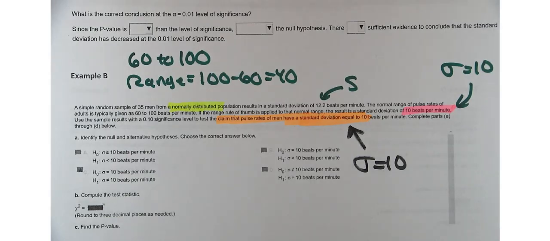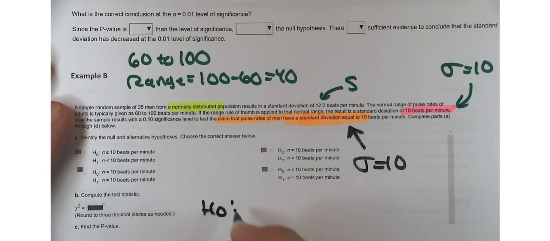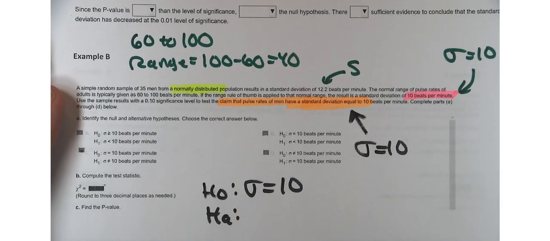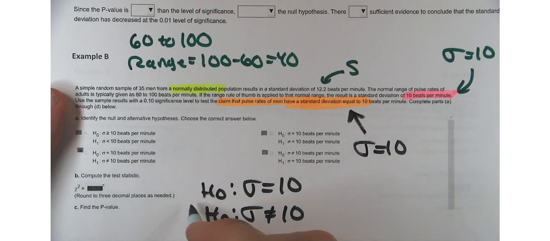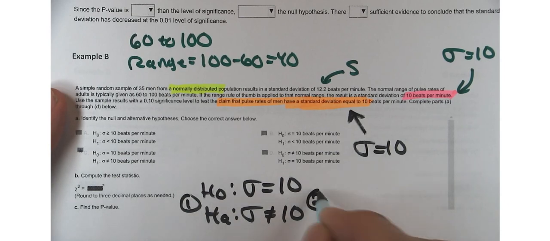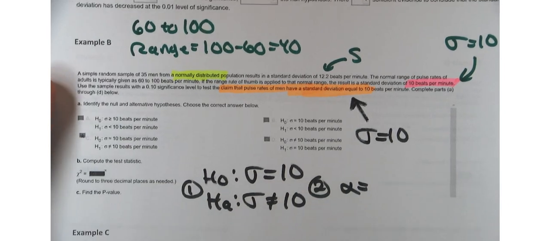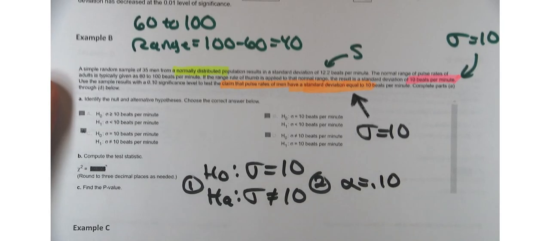Angie, is this going to be part of my null or alternative hypothesis? No. All right, the null hypothesis. Garrett, if that's part of my null hypothesis, what should be my alternative hypothesis? Not equal to. Thank you. Now they already told us what alpha is. Alpha is 0.10. So we're looking okay there.